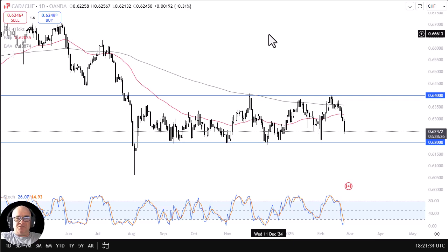The 0.62 level will be crucial. If we can get a bounce, then maybe it's a nice range bound trade. If not, then we're probably going to drop to the 0.60 level.